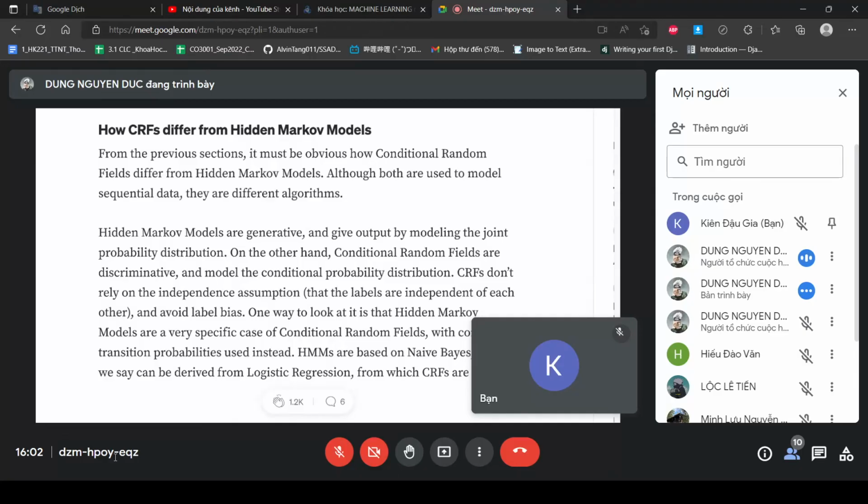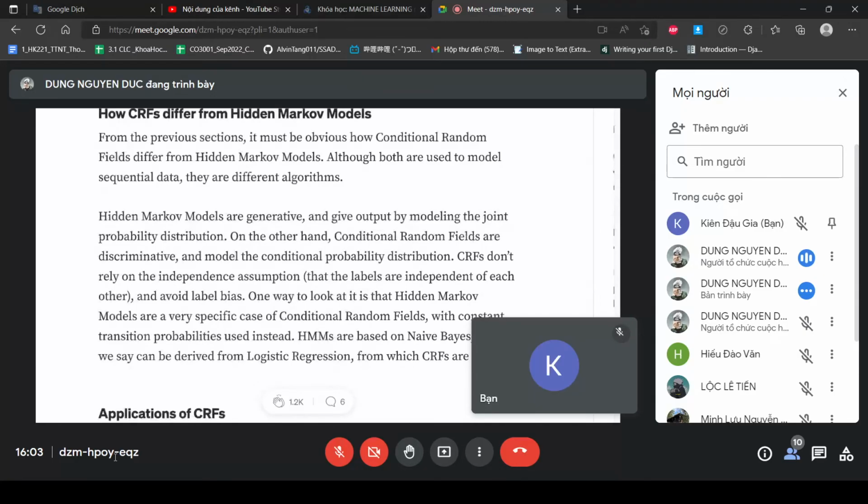Sometimes you cannot define that behavior. Sometimes you cannot know which label depends on what label. That's just impossible. So we use conditional random field in a lot of applications, in contrast with hidden Markov model. Why nowadays do you see hidden Markov model being used in not so many applications?